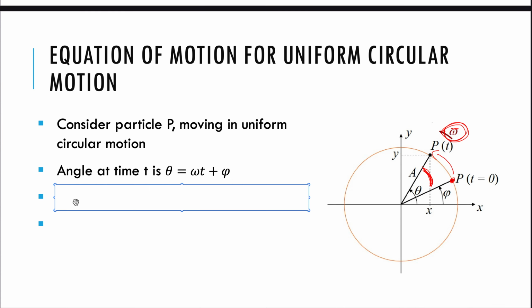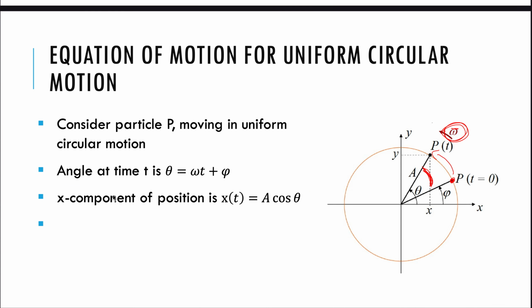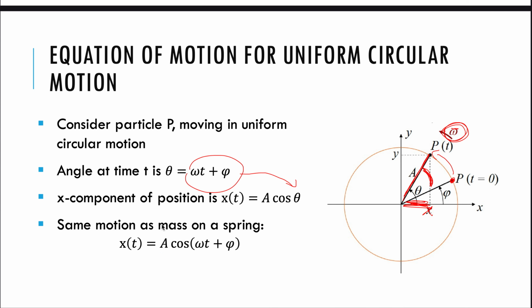So all we have to do is look at the x component of the position. At time t, this is the x component of the position. What is this x component? Well, the hypotenuse is A, and it's cosine of theta because it's adjacent. So the x component of the position is A cosine theta. Now all you have to do is plug in what theta is equal to, and we get the familiar motion of a mass on a spring. So I just think it's really fascinating that they have the same types of motion, so I just wanted to share that with you.